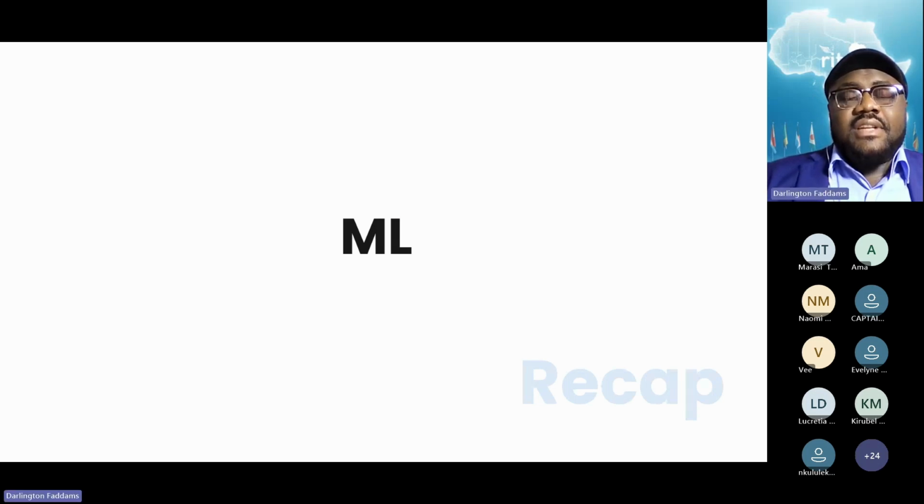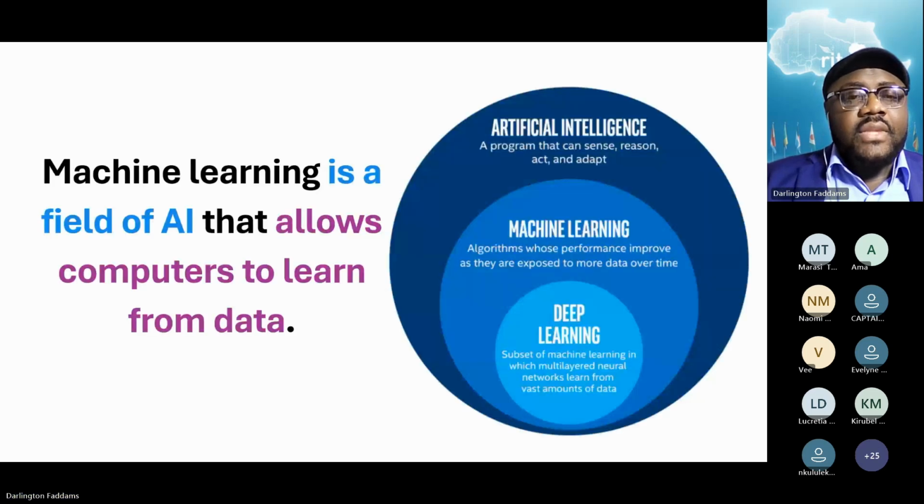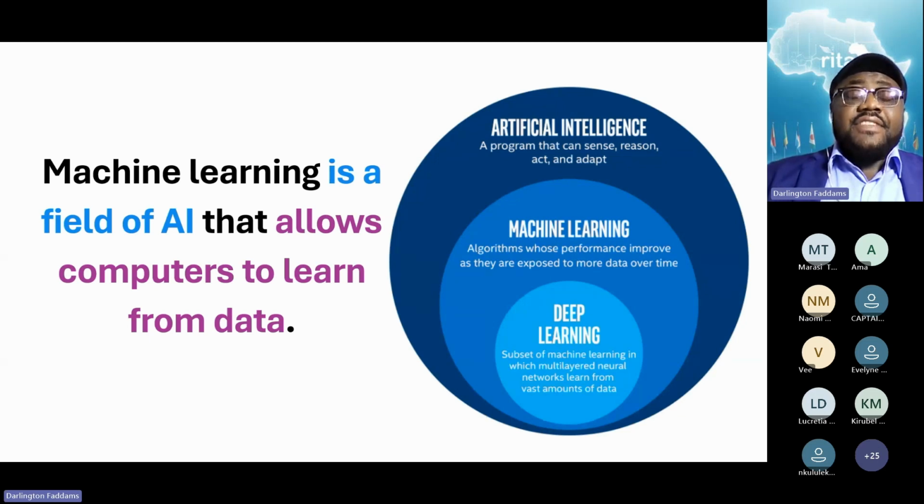In our ML class, I'll just do a very quick recap of what we studied previously, and then we get into the lesson for today. We understood that ML is AI. Machine learning is artificial intelligence, and artificial intelligence is the branch of computer science that seeks to make intelligent systems that can autonomously act, learn, and make decisions.